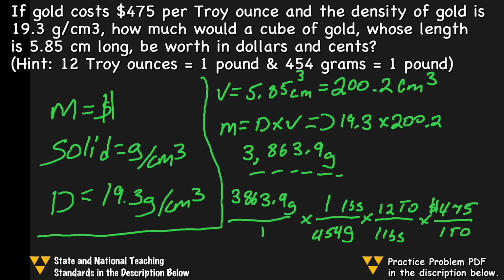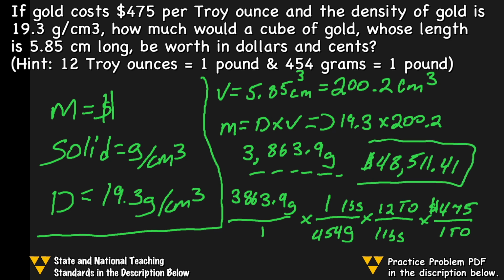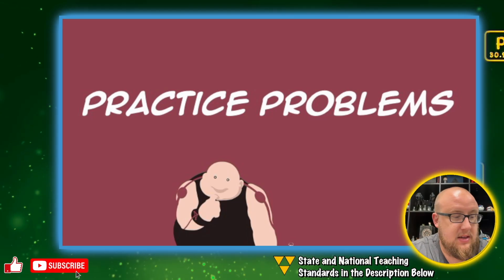Okay, we've got rid of troy ounces because we have it on top and bottom. We got rid of pounds because it's on the top and bottom. We got rid of grams because it's on the top and bottom. We're left just with money. The question asks, how much money is it going to cost? So now we multiply and divide, and we get that this cube of gold is worth a whopping $48,511.41. That is the hardest type of problem you will get with density. Let's continue with the lecture.